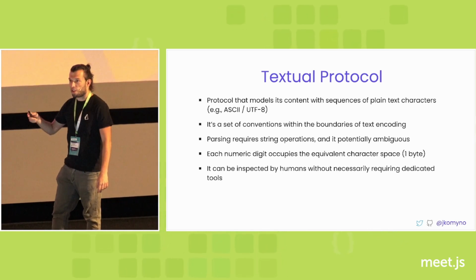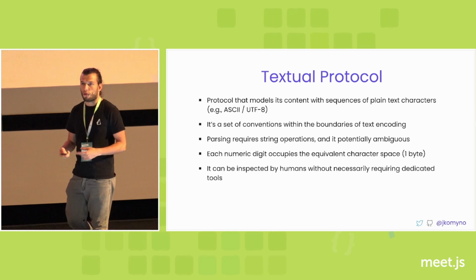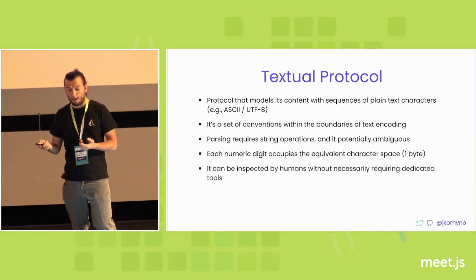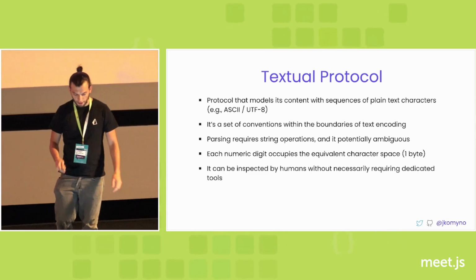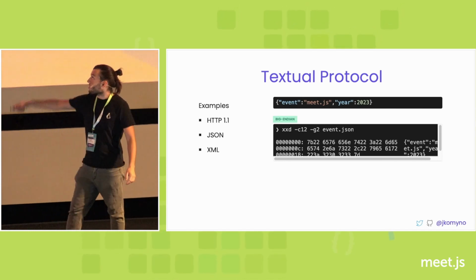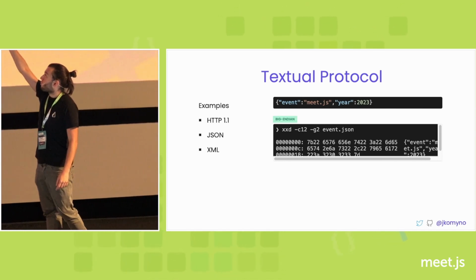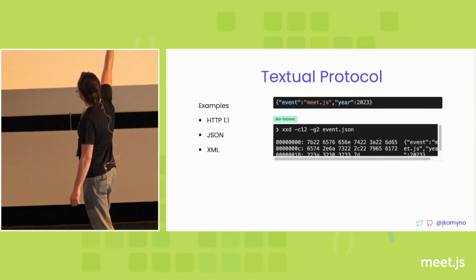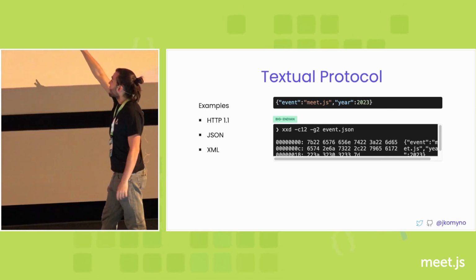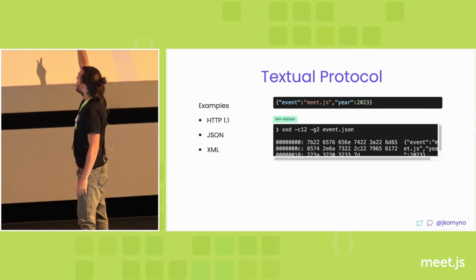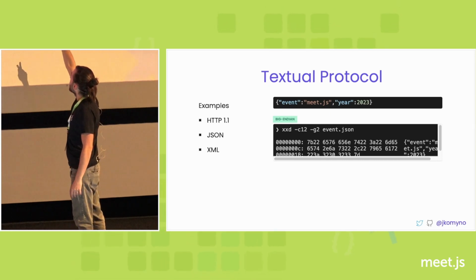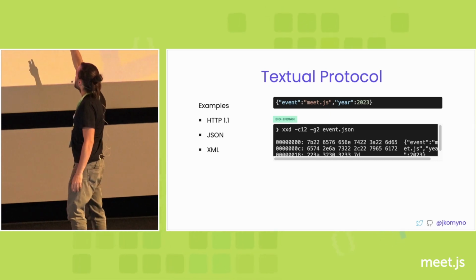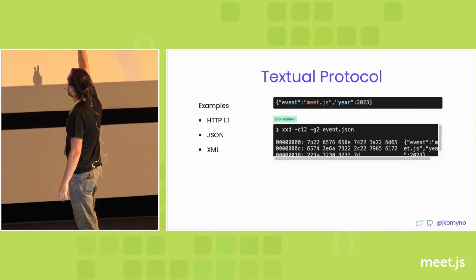On the other hand, you can easily inspect that. You can open a JSON in Visual Studio Code, and you can just read it and understand what it contains. This is just an example of how a minified JSON will look. Without getting into too many details, you see on the right-hand side that some of those bytes, in big endian, say that this is an event. It's called meet.js, and the year is 2023.